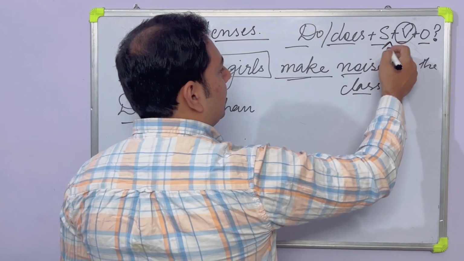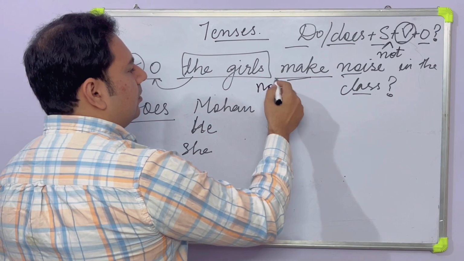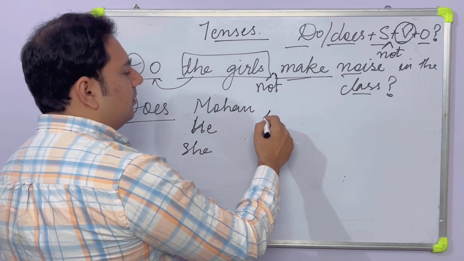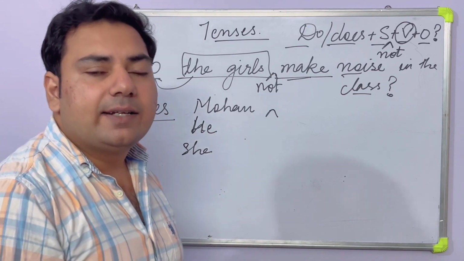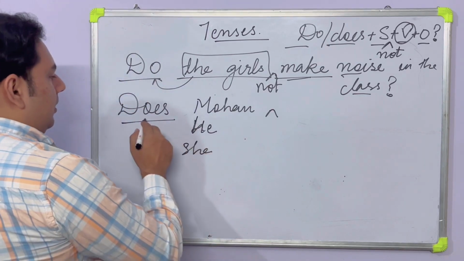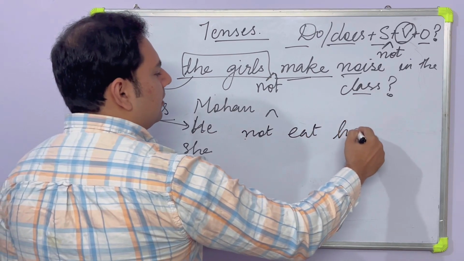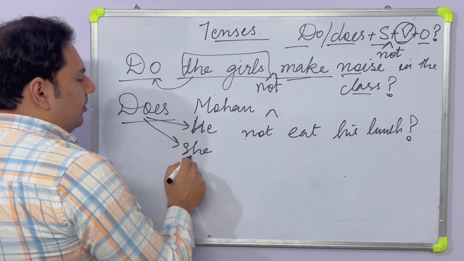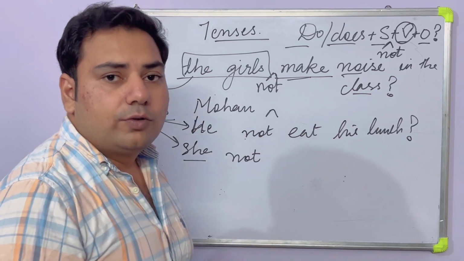So after this subject, we will be just using not. Do the girls not make noise in the class? Does Mohan not make noise in the class? These are negative interrogative simple tense. Does he not eat his lunch? Does she not go to the school?